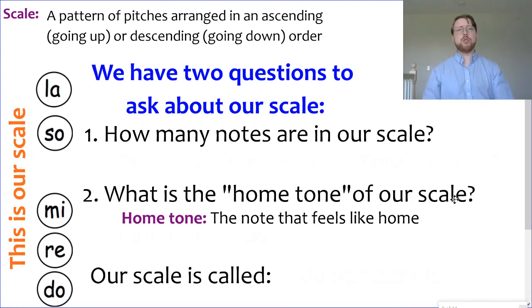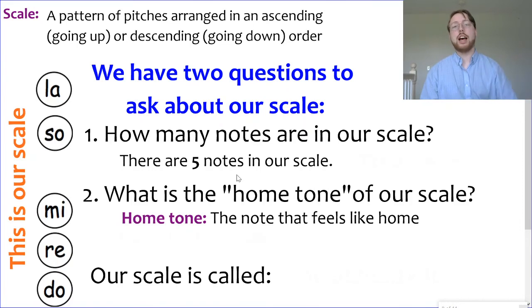So we have to ask two questions about our scale. Here's the first one. How many notes are in our scale? Think about how many positions in our body we used, or you can just look and count how many notes there are. Say out loud, how many notes are in our scale? If you said 5, you were correct. There are 5 notes in our scale.